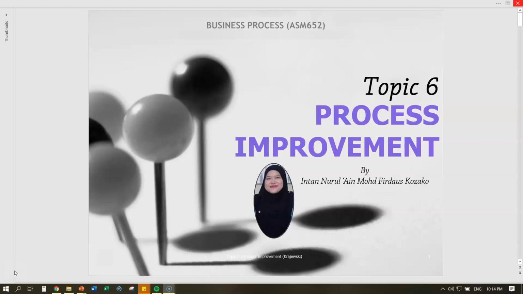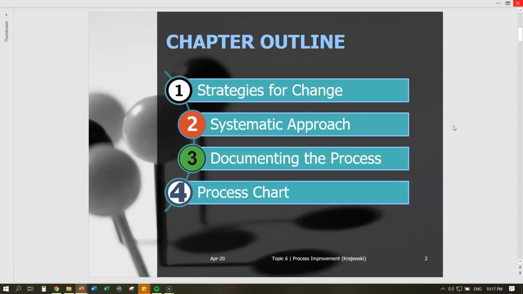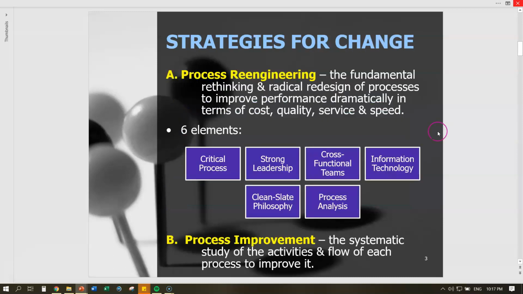Today we will continue topic 6, which is process improvement. Alright, so let's get started. These are the things that will be covered in this chapter. First, we will look at the strategies for change. Next, systematic approach. And then we will look at documenting the process. And lastly is process chart. First, let's look at the strategies for change.